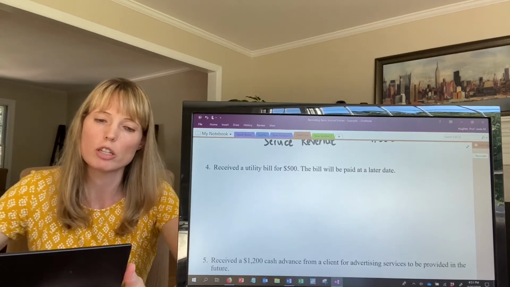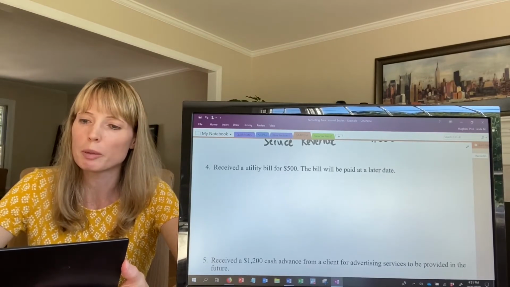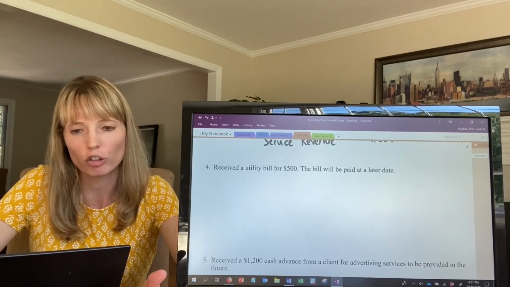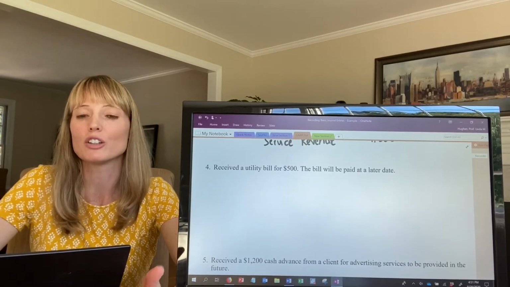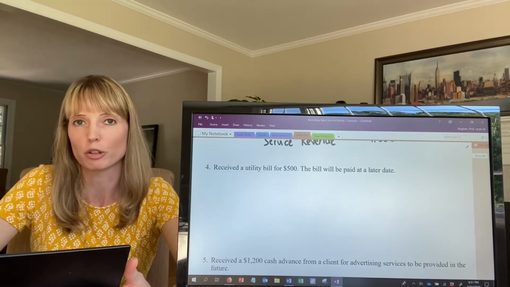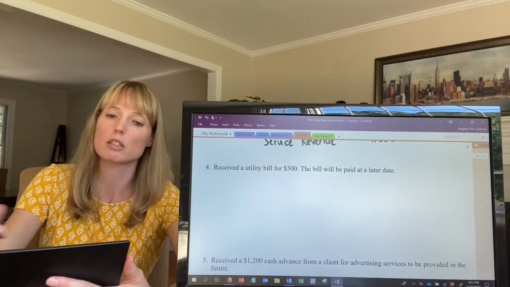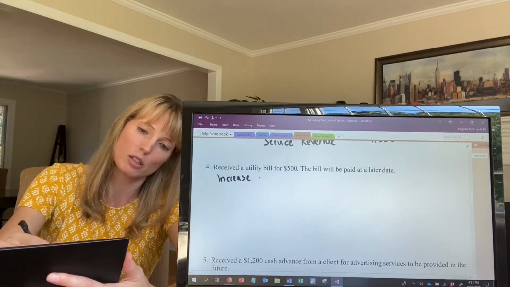Next transaction, transaction 4: received a utility bill for $500. The bill will be paid at a later date. So what is this telling us? If we didn't pay the bill, do we have a transaction? We do. The transaction is we now know that we've used $500 worth of utilities. And to use up these utilities is an expense. So we increase utilities expense.